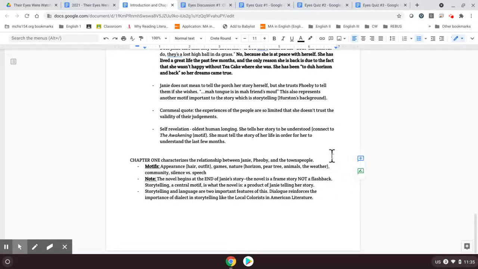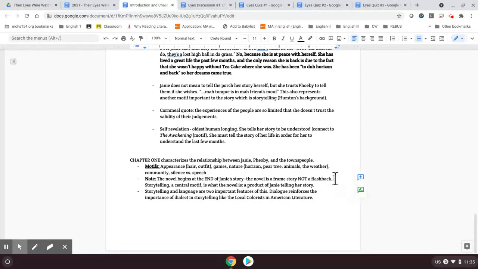Chapter 1 characterizes the relationship between Janie, her best friend Phoebe, who is her audience for this frame story, and the townspeople. So we actually begin this book at the end. Janie's whole life has happened. Her 3 marriages have happened, and she is sitting down to tell her best friend about what she has been through. In the meantime, the only other thing we really know about Janie is that she is really being judged by the other people in this town. They're known as the Porch collectively. And so this judgment, we're not really sure why this is happening.